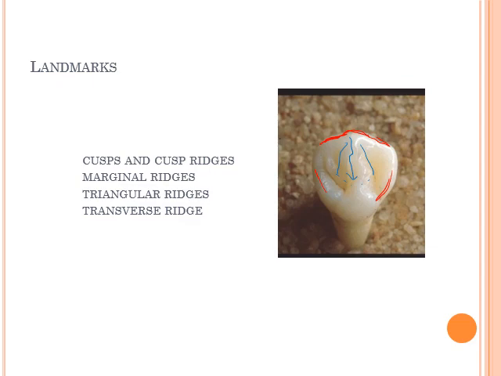As for transverse ridge, a transverse ridge is the aspect that crosses the center of the tooth. So it's transversing the tooth. And here it shows two triangular ridges meeting, the buccal triangular ridge with the lingual triangular ridge. And those ridges are descending from a buccal cusp tip and a lingual cusp tip.